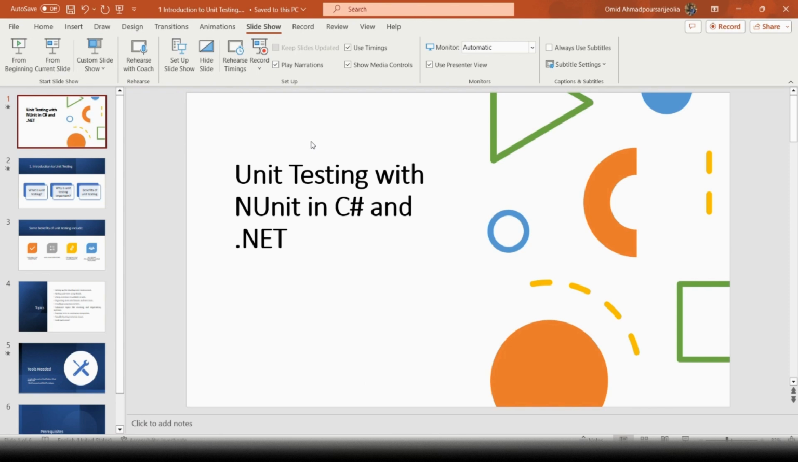Today we are diving into the world of unit testing with NUnit in C Sharp and .NET. In this comprehensive tutorial series, we are going to guide you through the entire process of writing effective unit tests for your C Sharp application.